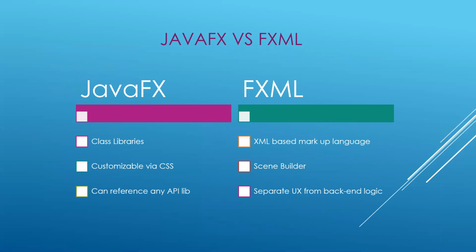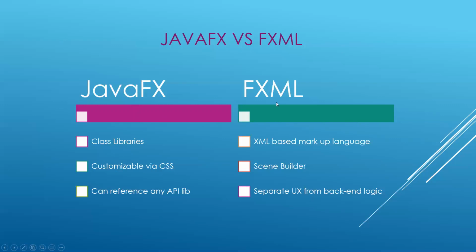The standard JavaFX application uses Java class libraries, and each of the nodes that we can put on our stage or in our scene are set up as Java classes. They have standard properties and methods available that we can use. They're all customizable via CSS, and you can reference API libraries and lots of different powerful features.